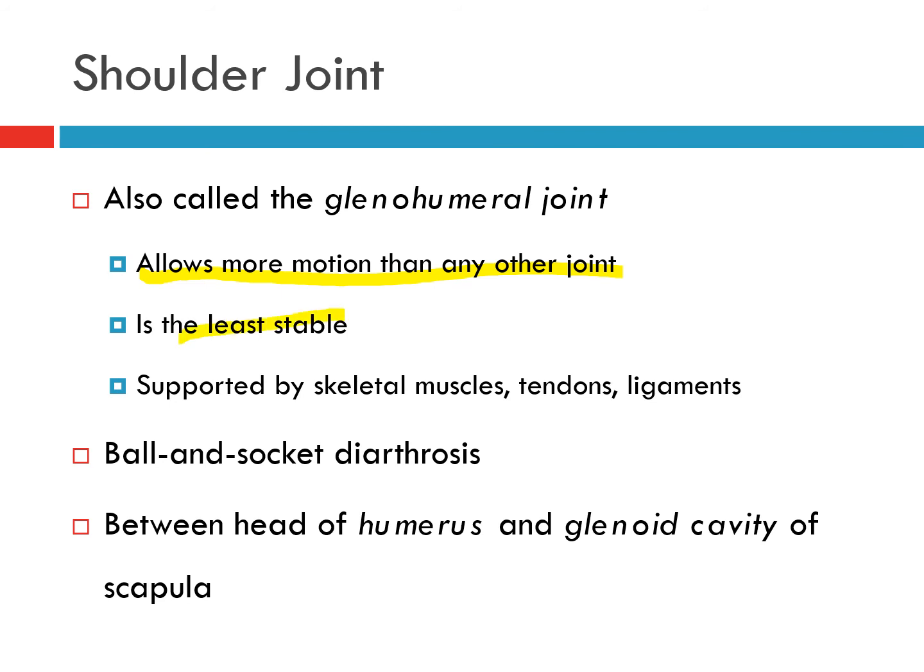So remember, it's a trade-off. You're mobile or you're stable. So this one is mobile, not stable. It's supported by layers of skeletal muscle, tendons, and ligaments. It is a ball and socket diarthrosis. We saw that earlier. And that ball and socket is between the head of the humerus and the glenoid cavity of the scapula.